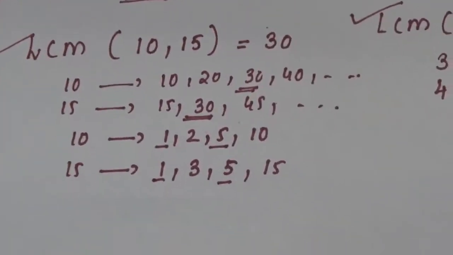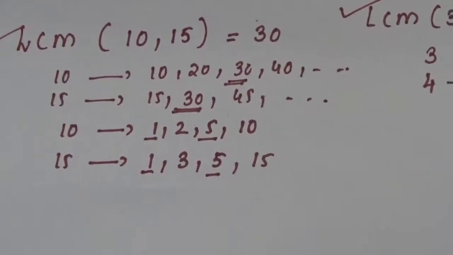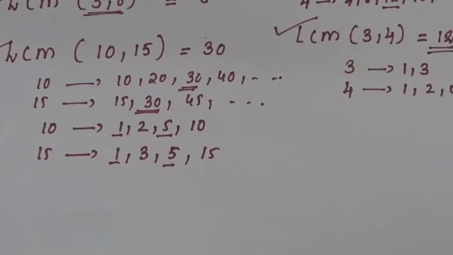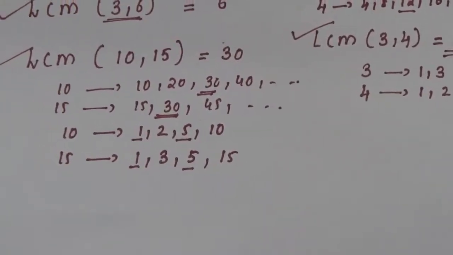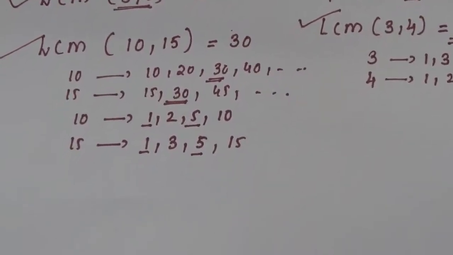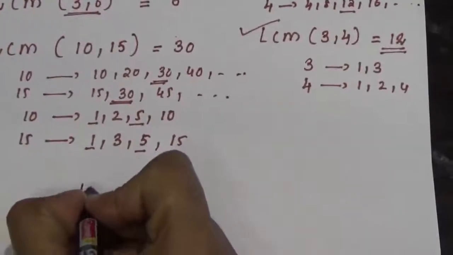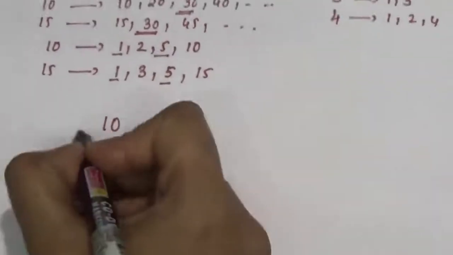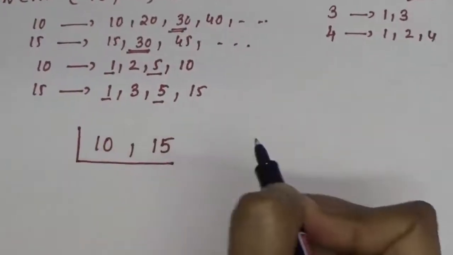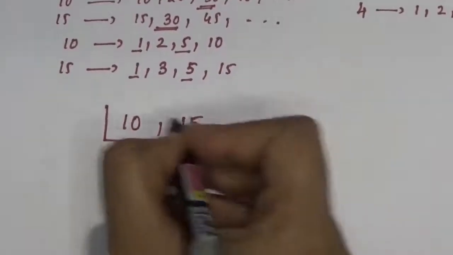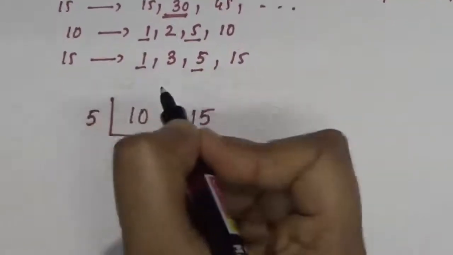So let us find the LCM of two numbers which are not prime to each other, and where one is not a multiple of the other. We can use this method, and I am explaining it here. We need to find the LCM of 10 and 15. You write the numbers 10 and 15 and divide these two numbers by a number. We know that 10 and 15 are divisible by 5. So let's divide by 5.